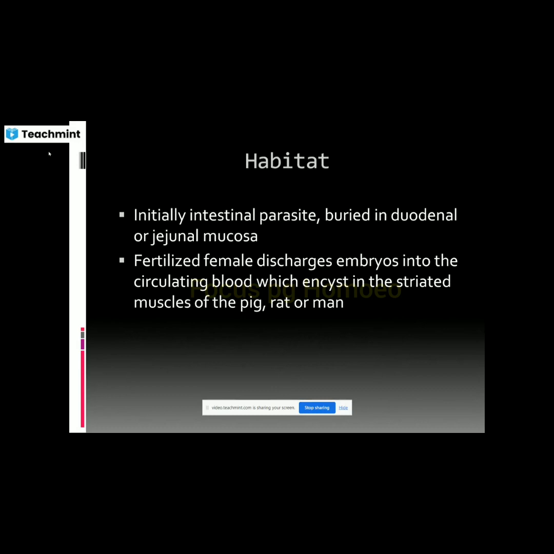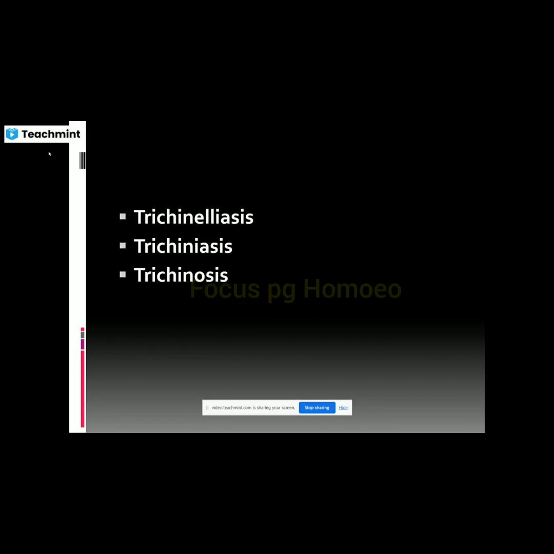Habitat: it is an intestinal parasite. It is seen buried in the duodenal or jejunal mucosa. The fertilized female worm will discharge embryos into the circulating blood, which will be encysted in the striated muscles of pig, rat, or man. Infection caused by Trichinella spiralis is known as trichiniasis and trichinosis.